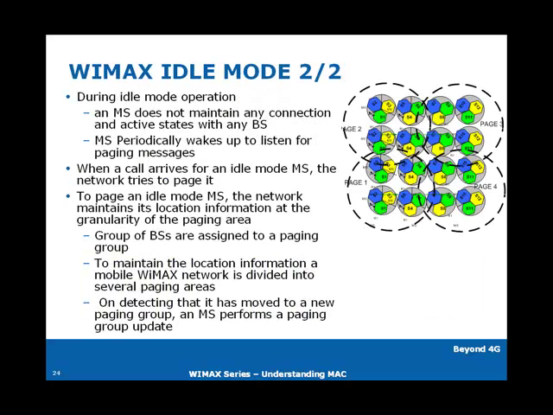So essentially, in idle mode, the operation is as follows. The mobile station does not maintain any connection and active states with any base station when it is in idle mode. Actually, the mobile station deregisters from the base station when it is in idle mode, and periodically wakes up to listen to the paging messages to see if there is data intended for that particular mobile. When a call arrives for an idle mode mobile station, the network tries to page it, and to page an idle mode mobile station, the network maintains its location information at the granularity of a paging area.